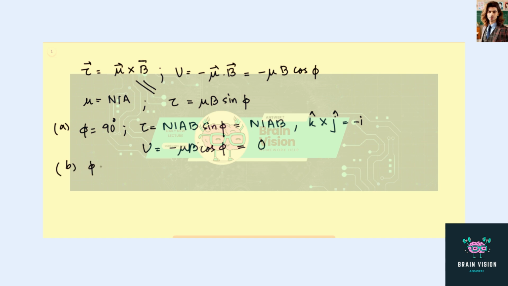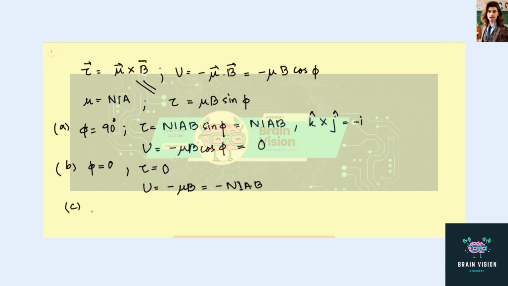For the second part, phi is equal to 0. This means that torque is going to be 0 from this equation because phi is 0, and potential energy will be negative of mu b because cos phi is going to be 1, and this will then be equal to negative of n I A times b.